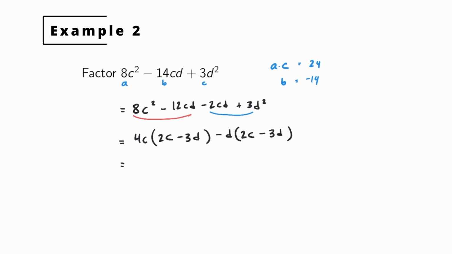Simply factor the common factor 2C minus 3D from both terms. So we factor out the 2C minus 3D, and then left over we will have 4C minus D. You can multiply this back out, and if you do that, you will end up where you started.